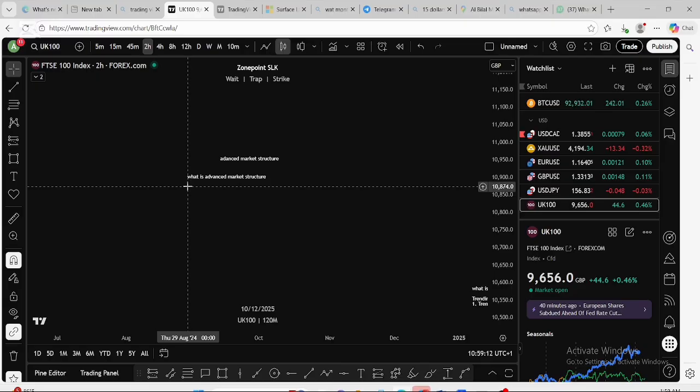So again, advanced market structure helps traders who understand it. It helps them to know the true intention behind a price movement.